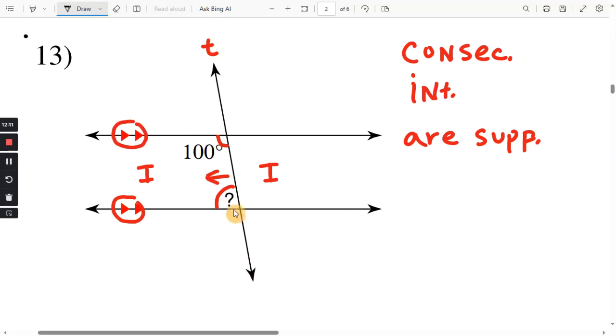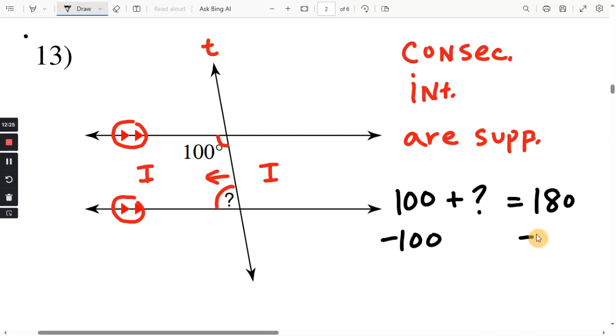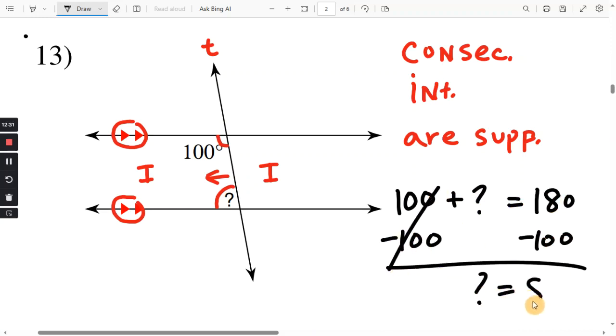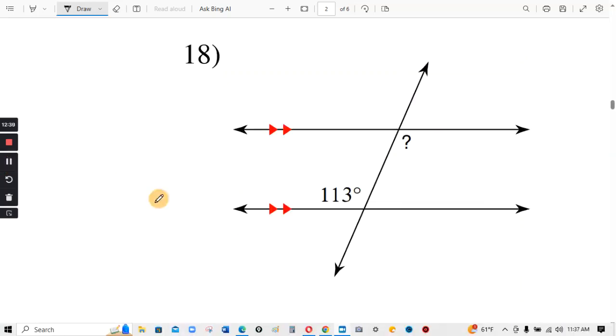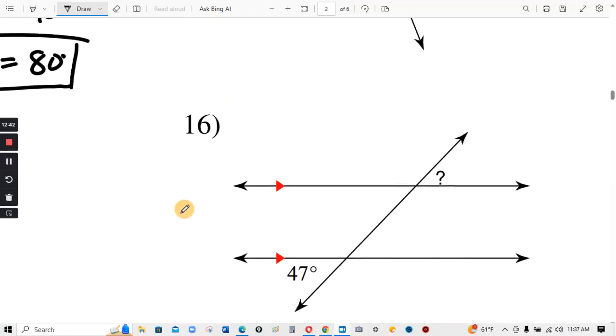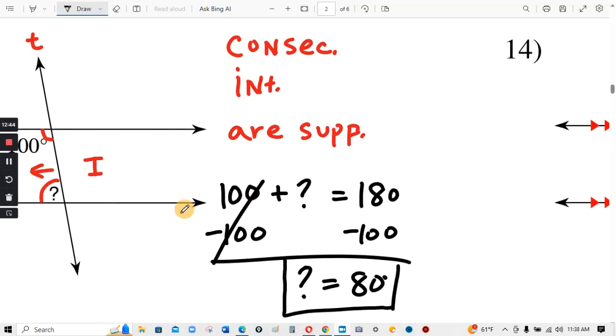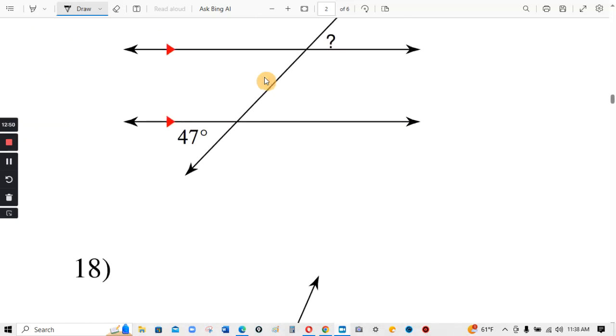It's pretty simple. We got the 100, and we got the question mark. When you add those together, they equal 180. Solving for the question mark, you just subtract 100 from both sides. That cancels here, and the question mark equals 80 degrees. Up to number 18, it's pretty easy. I would label the type of angles first, just for practice, but in almost all these cases, I think the angles are going to be congruent.